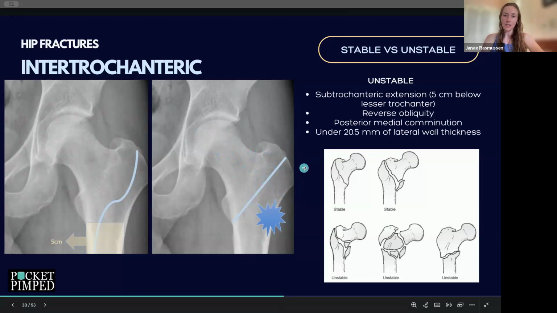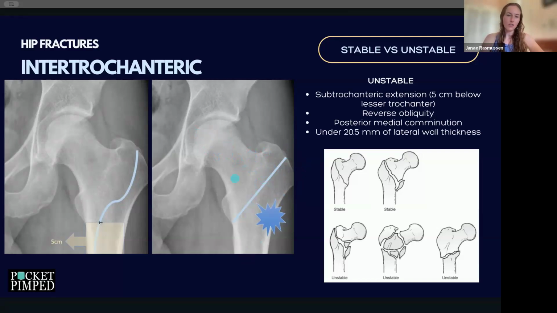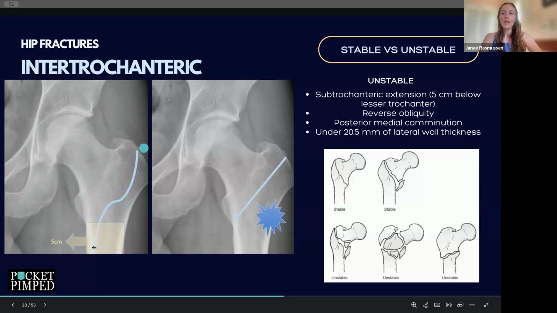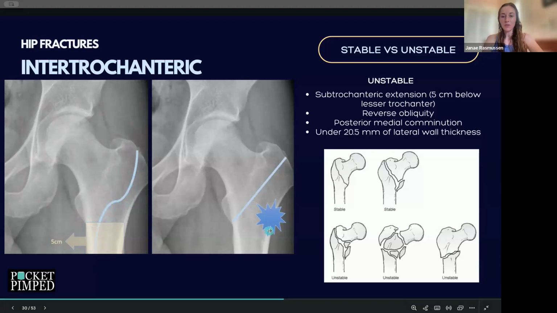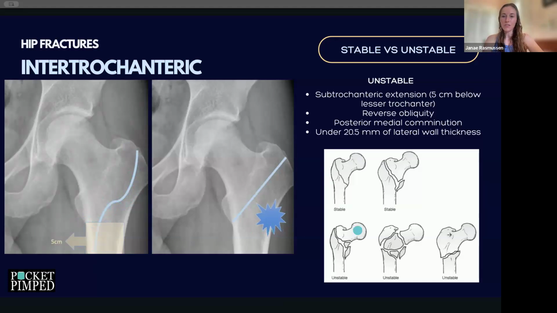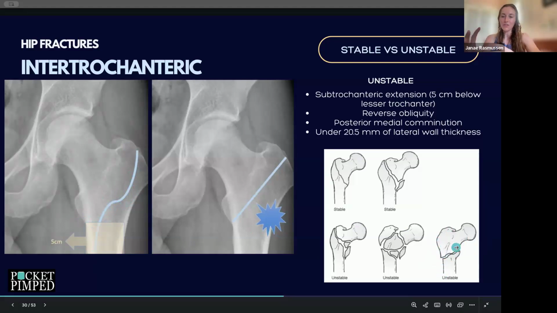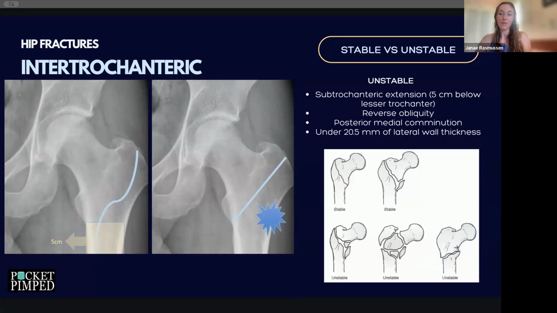So those that are unstable include subtrochanteric extension, and that's what you can see depicted in this image here, where the fracture line basically goes below the lesser trochanter, and typically if it's within that region of 5 centimeters below the lesser trochanter, we call that subtrochanteric extension. Another one is what we call reverse obliquity, and that's one where you can see here in this image. And what happens here is that if you provide a compressive force here, it often won't actually stay stable. And so you have to consider different types of fixation.